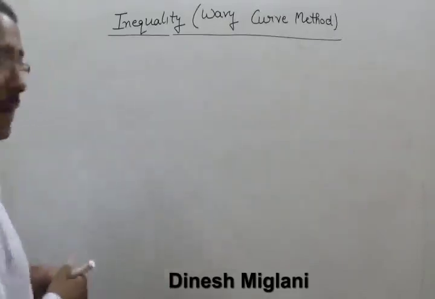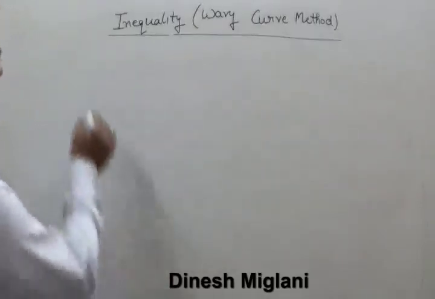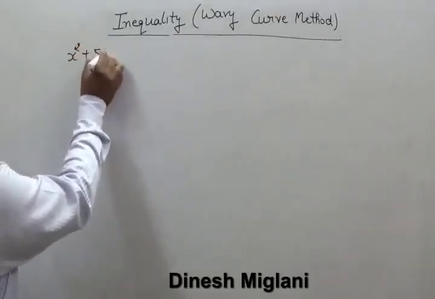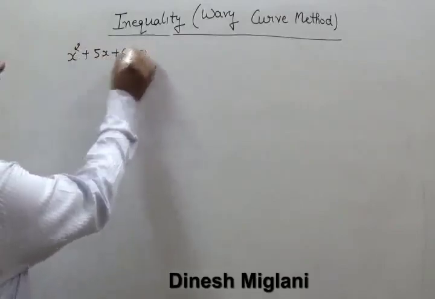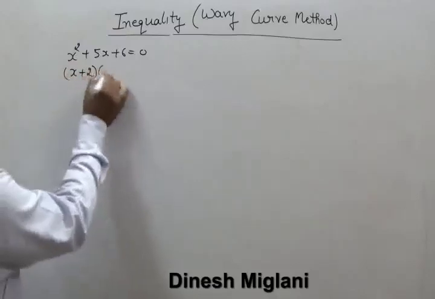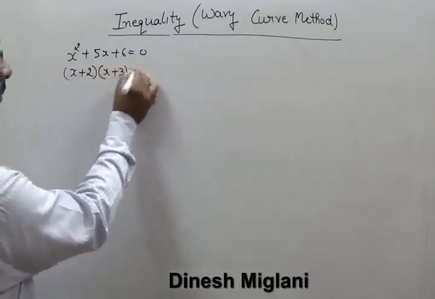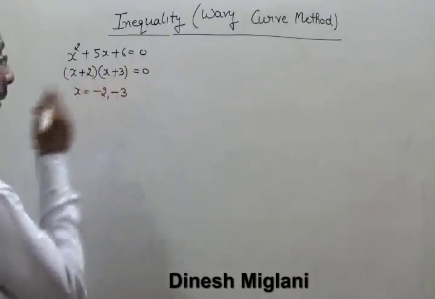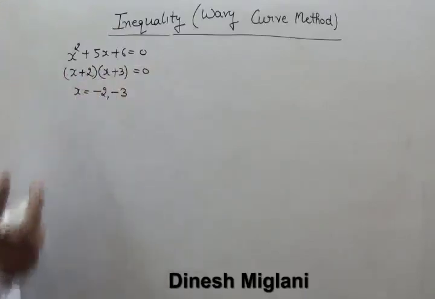Till now we have understood how to find the roots. For example, if I say it is given that x square plus 5x plus 6 equal to 0, so from here I may get two values of x by making the factorization. (x plus 2) into (x plus 3) equal to 0. So I can say x is equal to minus 2 and x is equal to minus 3. Two values of x I can get.